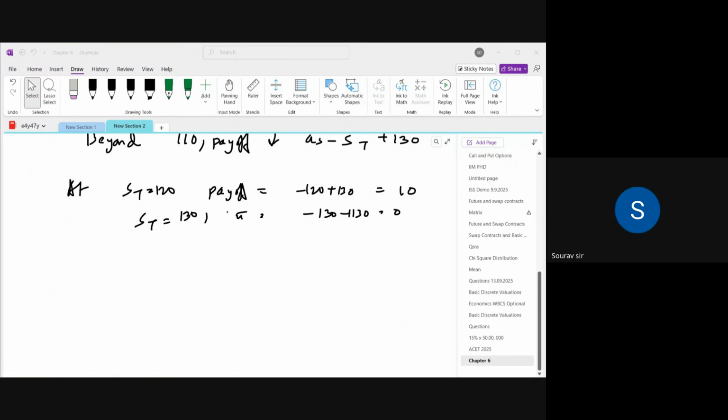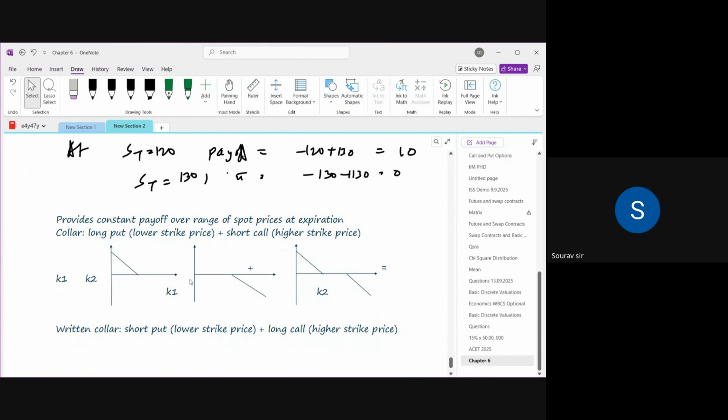Next, collar. What is a collar? Long put plus short call. A collar provides a constant payoff. A collar involves holding a stock and using options to cap both the upside and the downside. So here, long put at a lower strike price, that is K1, and short call at a higher strike price. So this creates a band of return. You won't lose more than a certain amount and you won't gain beyond a certain point.